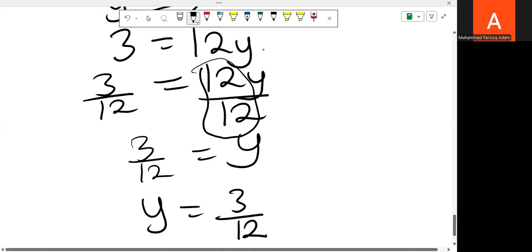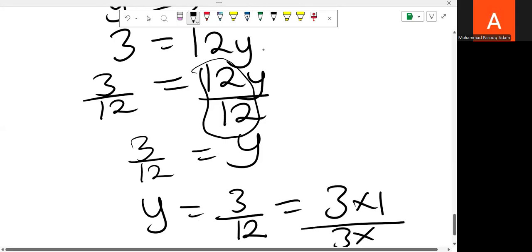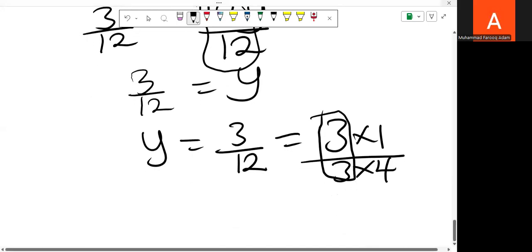And you have to simplify this fraction. 3 over 12: 3 here is 3 multiplied by 1, and 12 here is 3 multiplied by 4. If we cancel out the 3s, then we have 1 over 4. So here, y is equal to 1 over 4. I hope you get this.